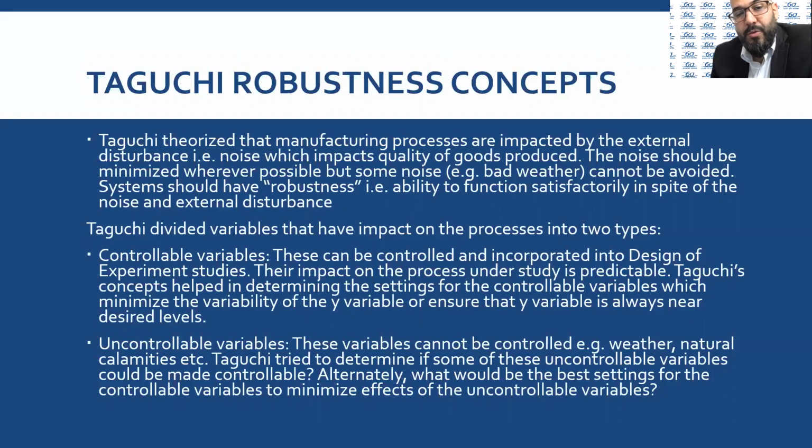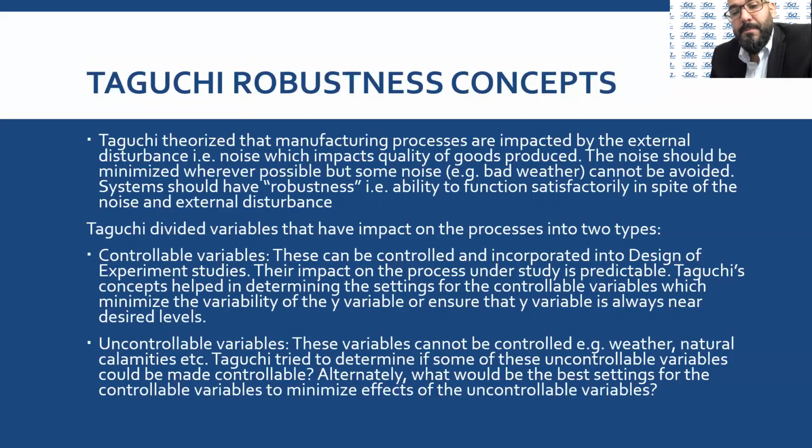Goshi came up with two different categories of variables: controllable variables and uncontrollable variables. Controllable variables can be controlled through the design of experiment. So once you do the design of experiment, these are the variables that you can control. Their impact on the process under study is predictable. The Goshi concept helped in determining the settings for the controllable variables which minimize the variability of the y variable, or ensure that the y variable is always near desired levels.